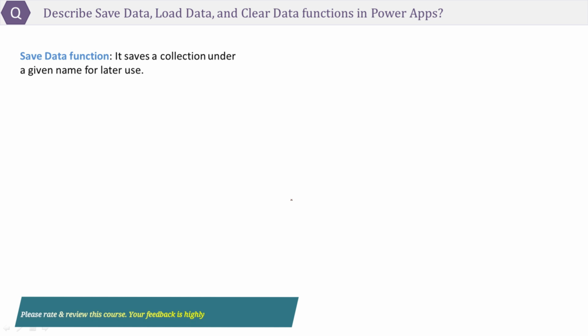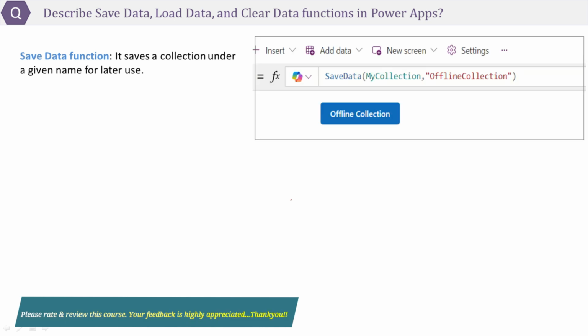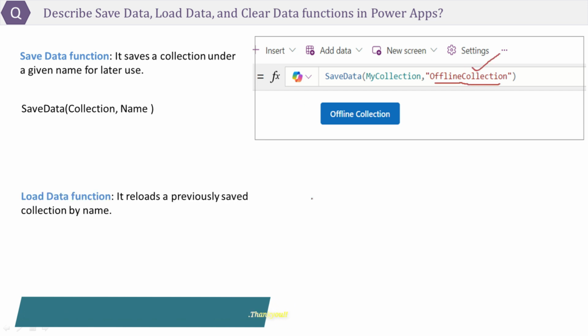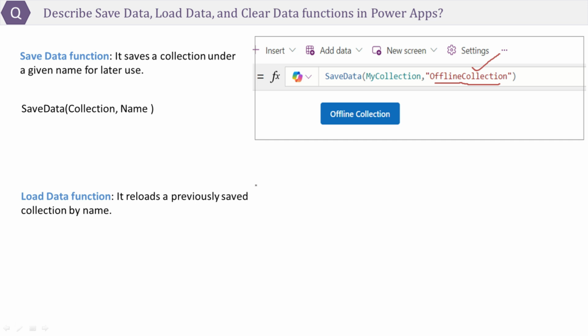The next question is, describe the SaveData, LoadData, and ClearData functions in Power Apps. First is the SaveData function. It saves a collection under a given name for later use. As shown in the picture, the collection is saved with the name offlineCollection. The next function is the LoadData function. It reloads a previously saved collection by its name.